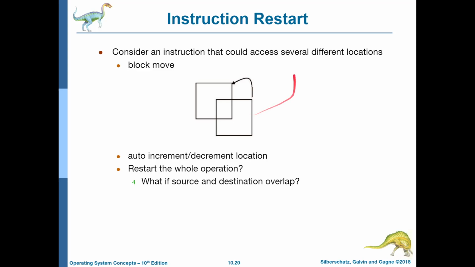And again, as discussed earlier, what happens if we have a block move, especially if we have overlap between the two blocks? If data is going to be copied from this upper left-hand corner to the lower right-hand corner, if we have a page fault, do we recopy that data? Is there going to be issues when we do this? Do we restart the whole operation? This can be very tricky, and the operating system needs to be able to handle this appropriately.